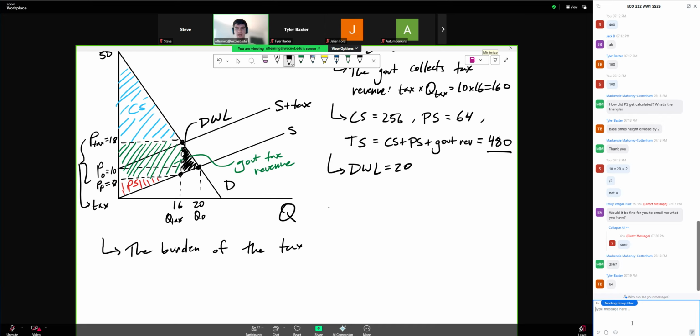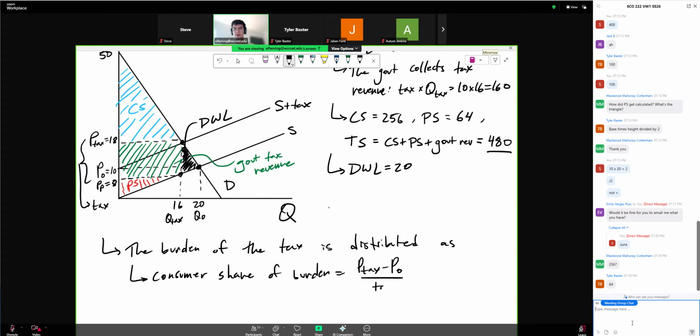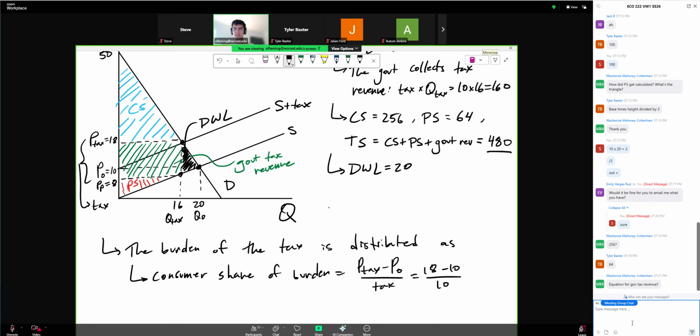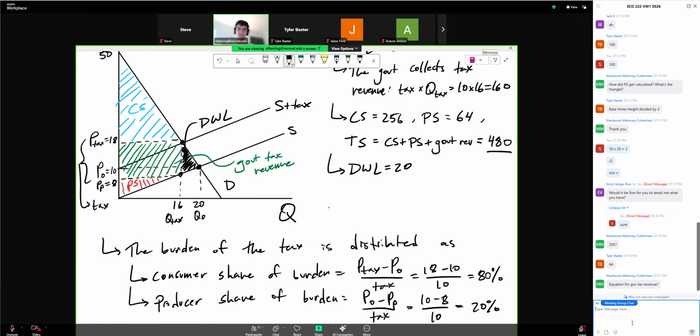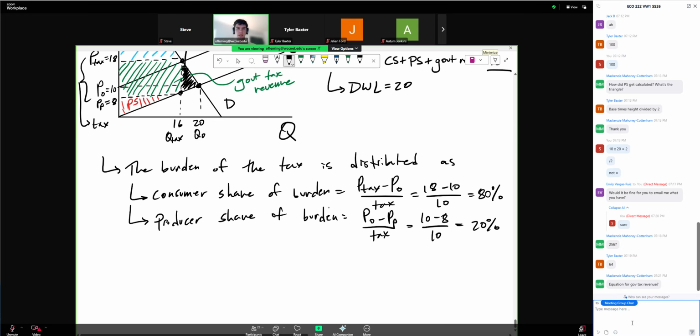So the burden of tax is distributed as follows. The consumer share of the burden is equal to P tax minus P0 divided by the tax, which in this case is 18 minus 10 divided by 10. So consumers actually bear 80% of the burden, where the producer share of the burden is the amount that their price fell. So P0 minus PP divided by tax, which is 10 minus 8 divided by 10, which is 20%. So here it was consumers that bear a larger tax burden than producers.